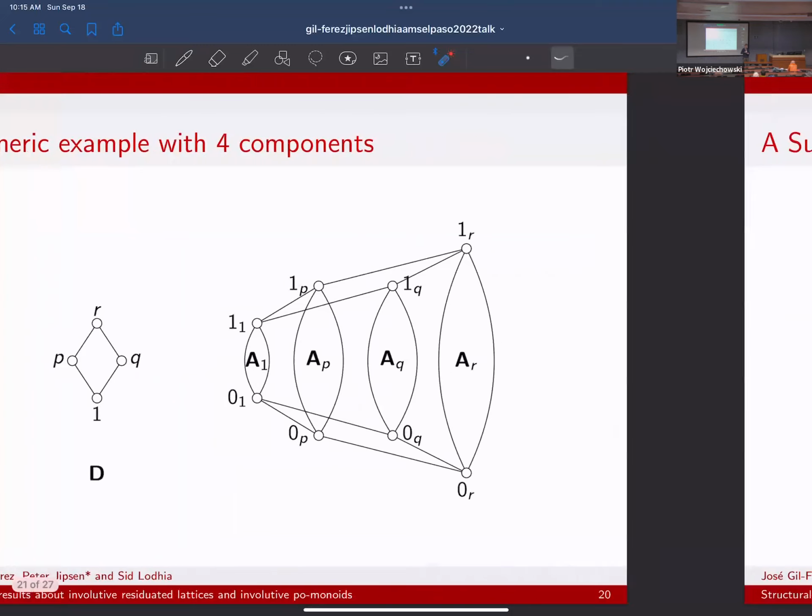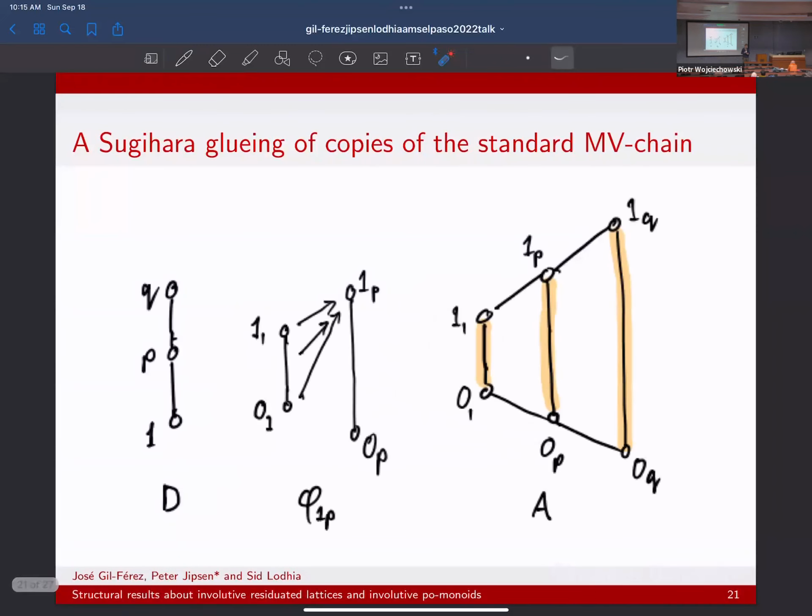And so to see more examples, here's one. If you take an index set, which is just 3 elements, one above the other, the bottom has to be the identity, so we're calling it 1. And then we have P and Q. And now I'm going to take the standard MV chain. I should have made it orange here as well. So here's an MV chain. Here's another MV chain.